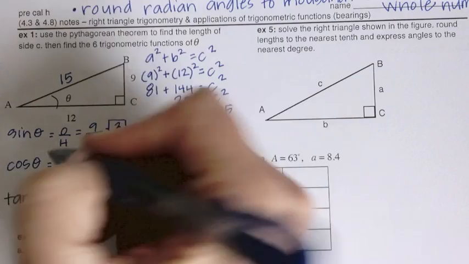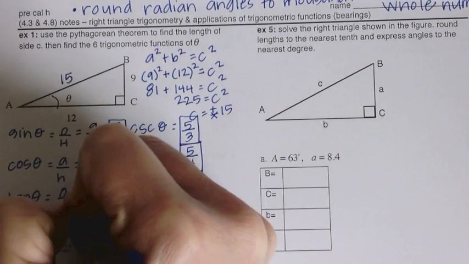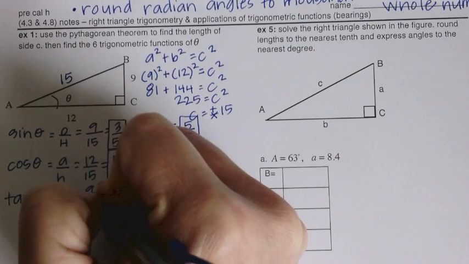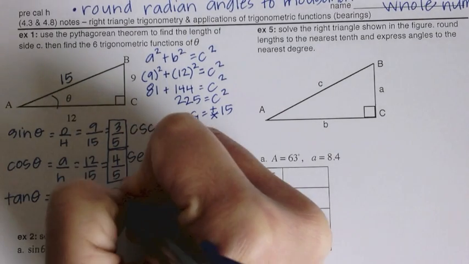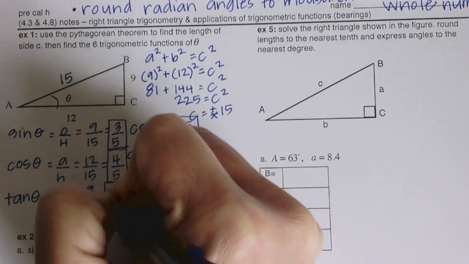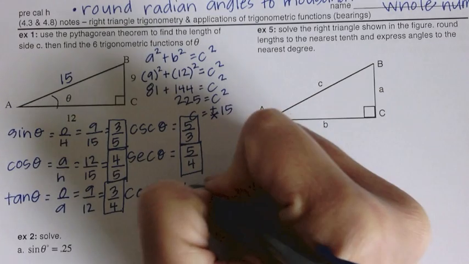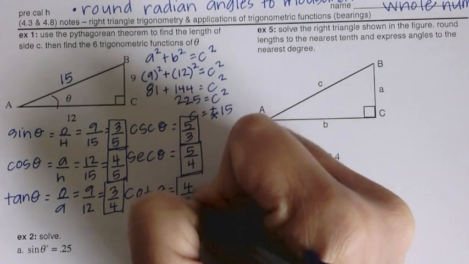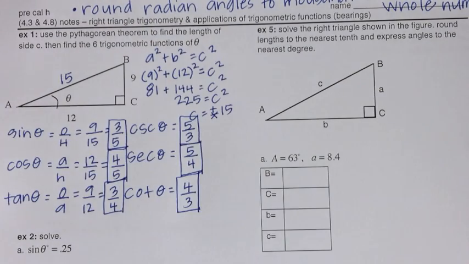And then our last one is tangent, which is opposite over adjacent, so that's 9 over 12, which is 3 over 4. And so then cotangent is the reciprocal of that, which is 4 over 3. Okay, so you'll have some homework problems like that.